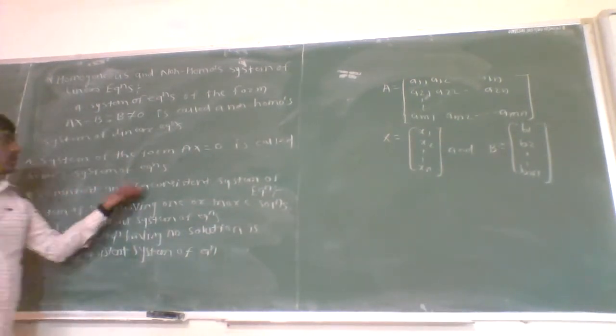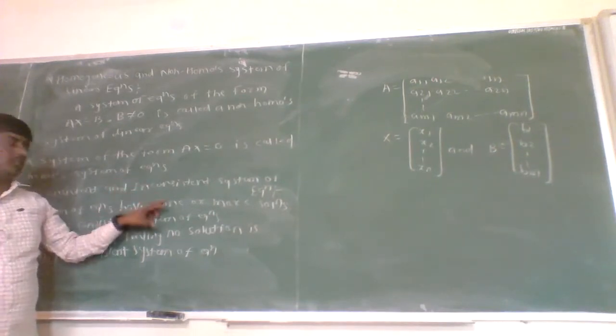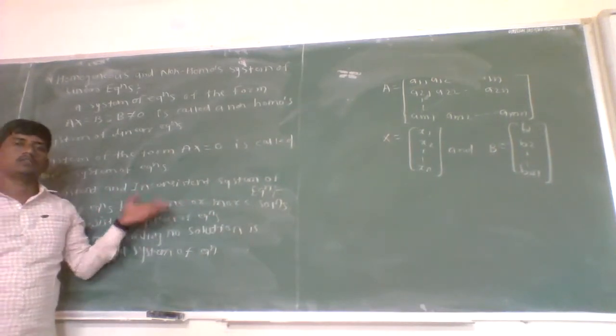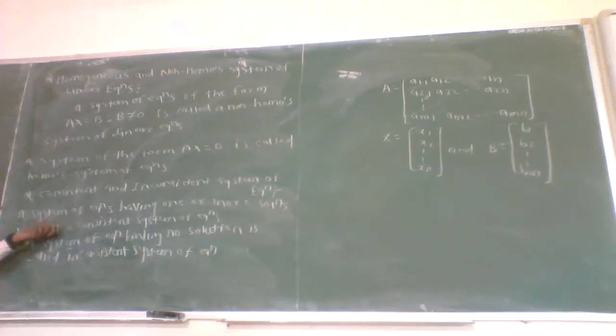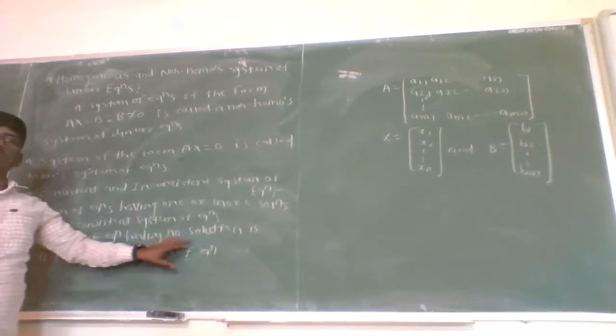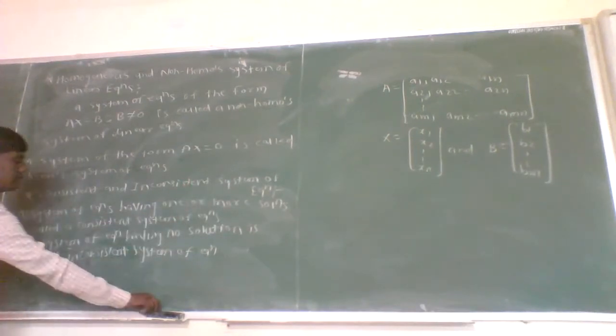Okay. A system of equations having one or more solutions is called a consistent system of equations, and a system of equations having no solution, that is, if there is no solution for a given system of equations, then we can say that the given system of equations is inconsistent.